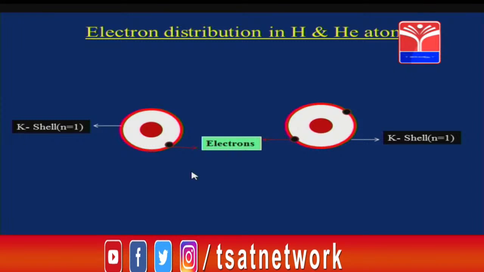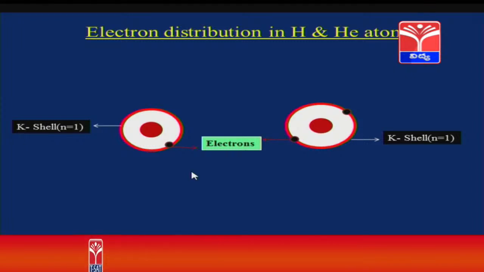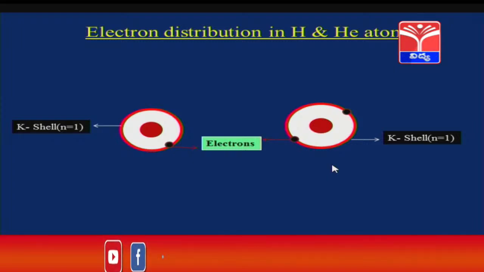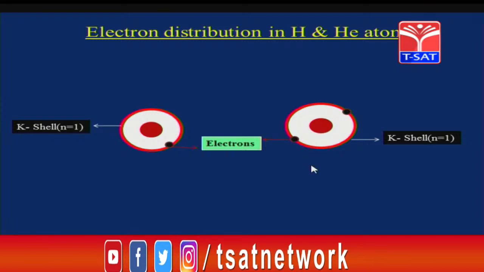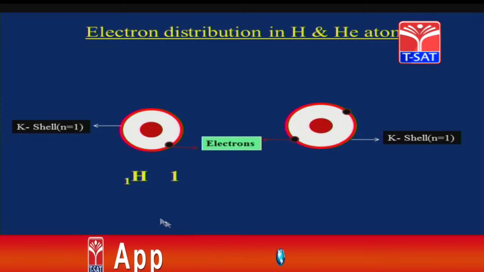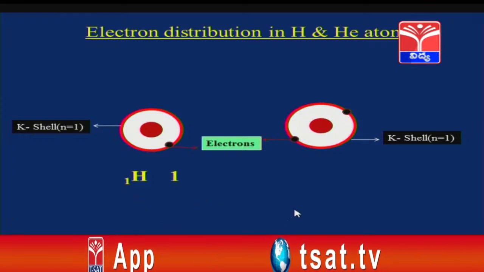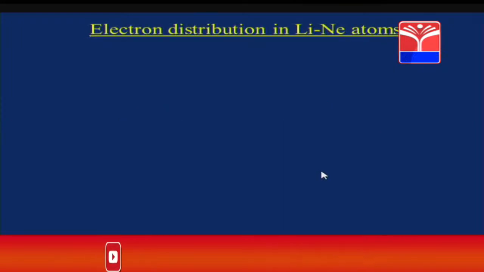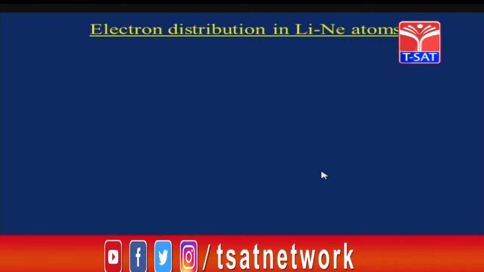In the similar way, helium atomic number is 2, that means it has 2 electrons. Both the electrons are accommodated in the first shell. The maximum capacity of first shell to accommodate electrons is 2. So, the electron distribution of hydrogen is 1 and the electron distribution of helium is 2. Now, for other elements, lithium to neon, we will see how the electrons are distributed.